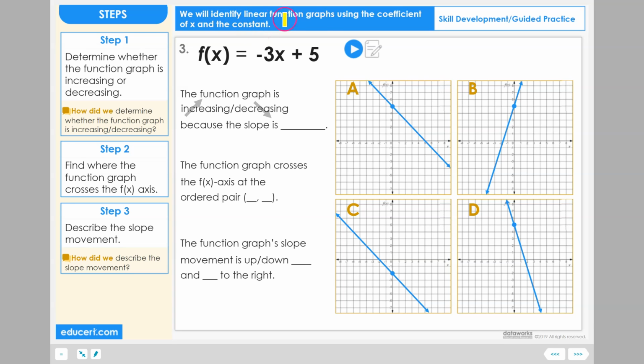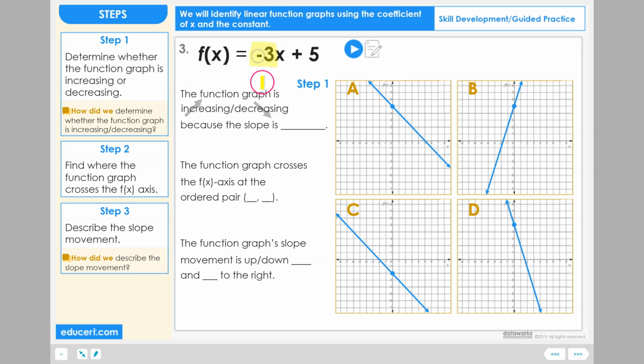Let's identify linear function graphs using the coefficient of x and the constant. Problem number 3. The linear function f of x equals negative 3x plus 5. Step number 1. Determine whether the function graph is increasing or decreasing.